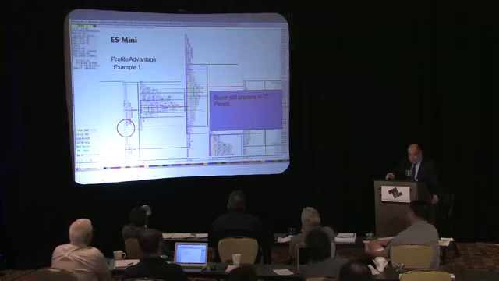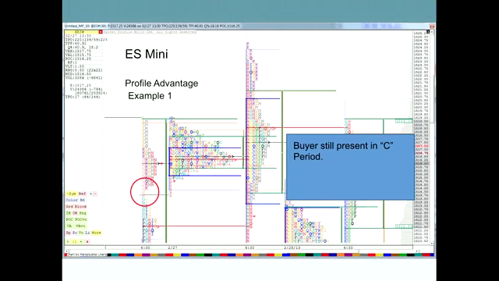Buyer is still present in C period. Let's take a look at C period, opens here, again drops down, but notice that same level again. And what happens, where does D open? D opens up here. So obviously he continued to buy. D comes back down again, but look at where it ends up closing, way up here. That buyer is still there, okay?